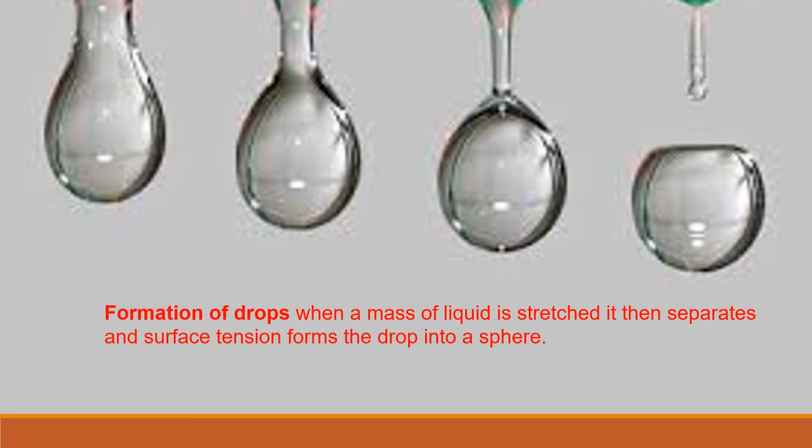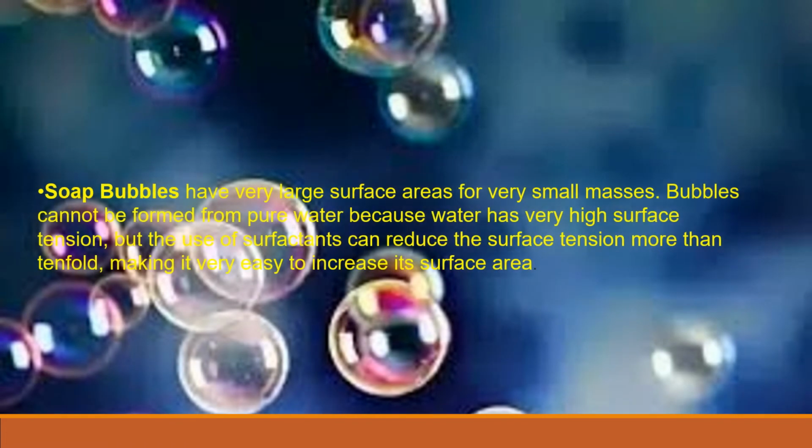Formation of drops. When a mass of liquid is stretched, it forms spheres because a sphere has the smallest surface area per volume ratio. Soap bubbles. Soap bubbles have very large surface areas for very small masses. Bubbles cannot be formed from pure water because water has very high surface tension, but the use of surfactants can reduce the surface tension more than tenfold, making it very easy to increase its surface area.